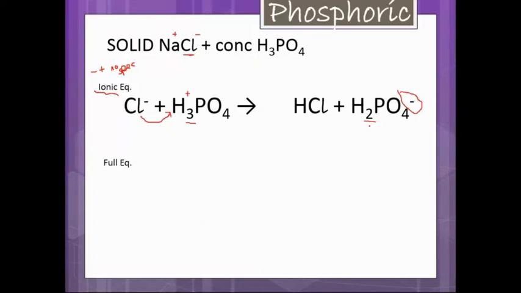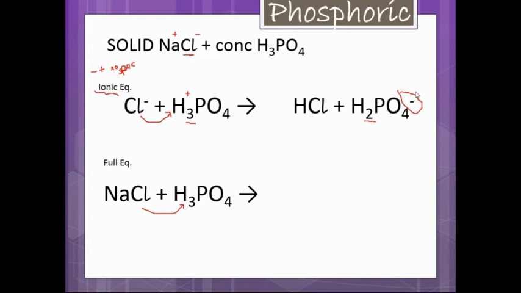Let's shove in the spectators again to see the full equation. So the full equation is relatively simple. So just like I'd written at the top there, NaCl plus H3PO4. And we get hydrogen chloride again. So it's just again, that steals one of those.